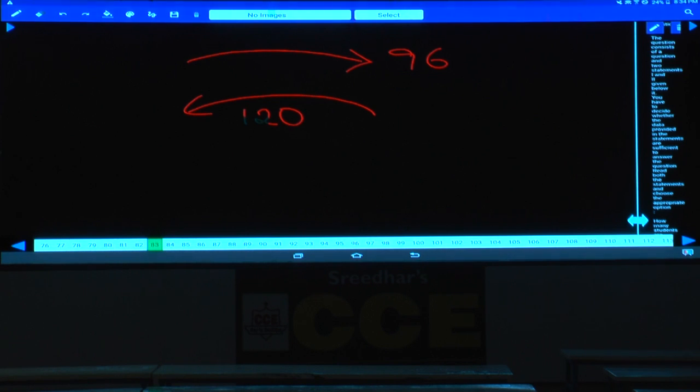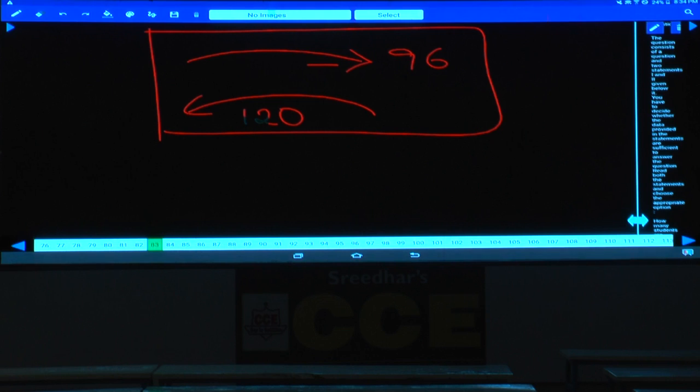That means what happened to the overall group? Is the total weight increasing or decreasing? Increasing by how many kgs? 24 kgs. 96 kgs is going out and 120 kgs is coming in. That means the total weight after replacement increased by 24 kgs.